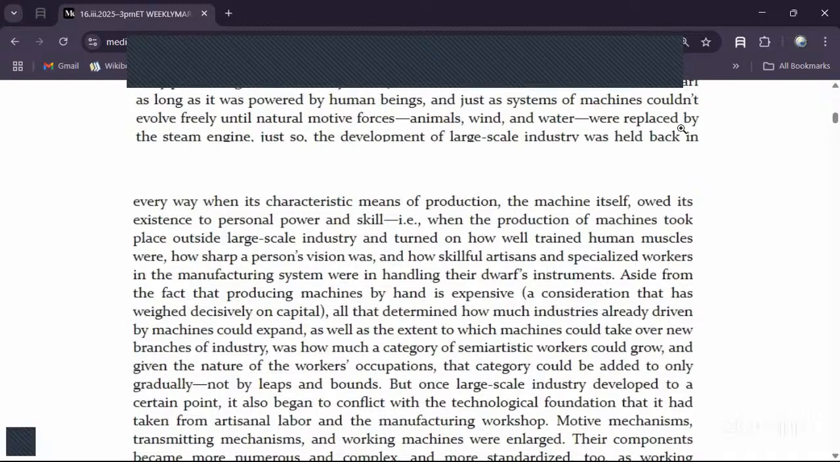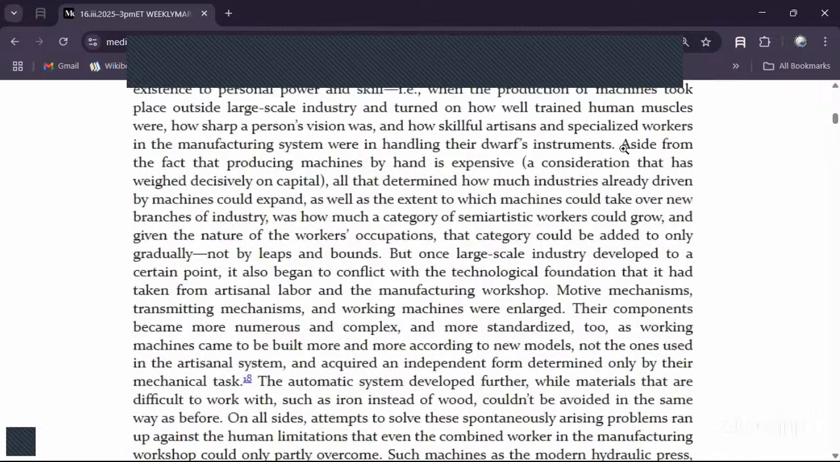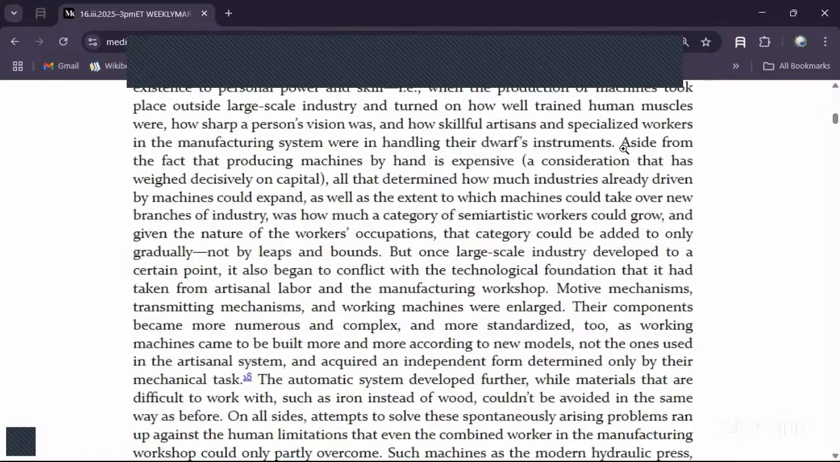Now, aside from the fact that producing machines by hand is expensive, a consideration that weighed decisively on capital, all that determined how much industries already driven by machines could expand, as well as the extent to which machines could take over new branches of industry, was how a category of semi-artistic workers could grow. And given the nature of the workers' occupations, that category could be added to only gradually, not by leaps and bounds. But once large-scale industry developed to a certain point, it began to conflict with the technological foundation that it had taken from artisanal labor and the manufacturing workshop.